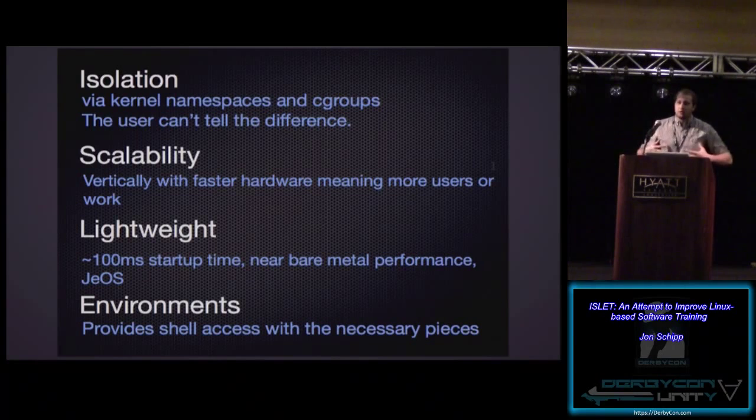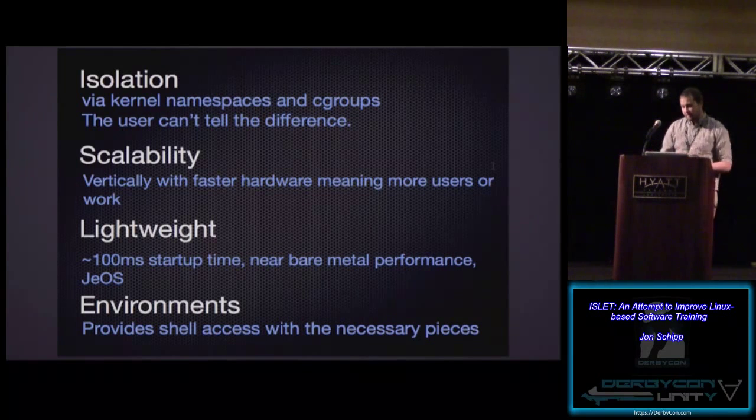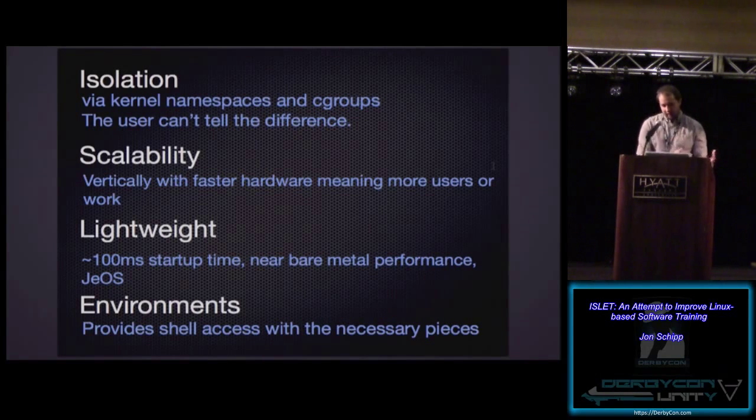Well, one, isolation. Because the Linux kernel has these things called namespaces and control groups, or C groups, the users can't tell the difference between being in a virtual machine or a physical host and being in a container. And with these namespaces and C groups, we can provide resource control per training instance, that is per container. They're fairly scalable. You can run thousands of instances of containers on one system, right? And I'll do some research and we'll show that later.